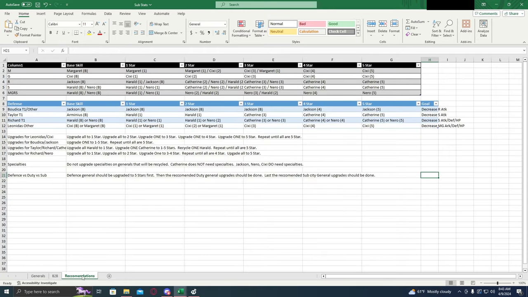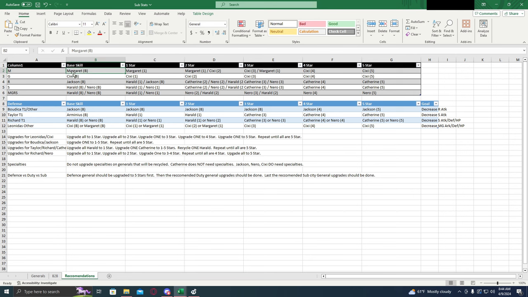Now, this last tab is my recommendations. Obviously, this is just my personal opinion, but in my opinion, this is the most optimal way to go about it. This box up here in black. So basically, what I did was for each category, I asked myself the question, which of these generals do I think is the most efficient for that?